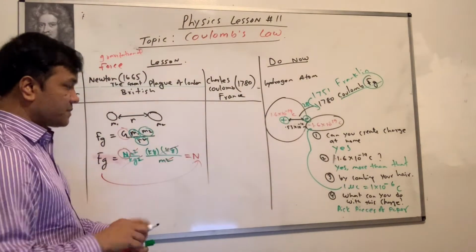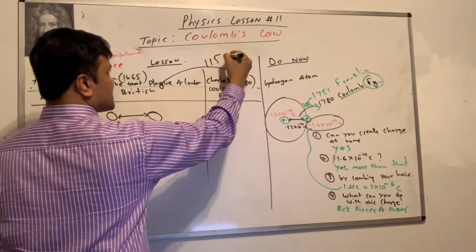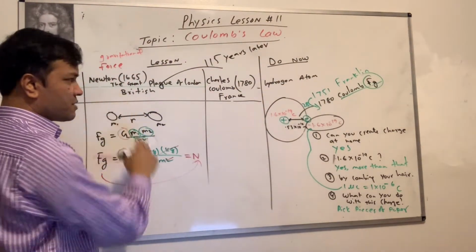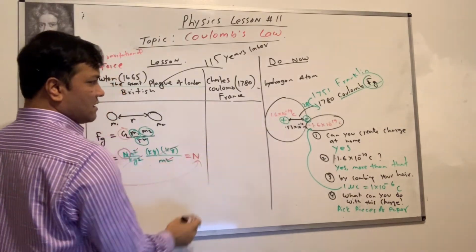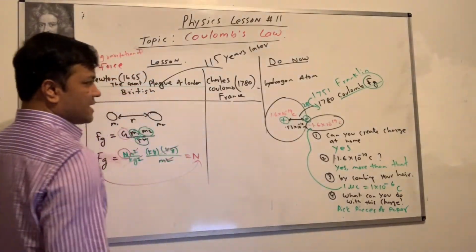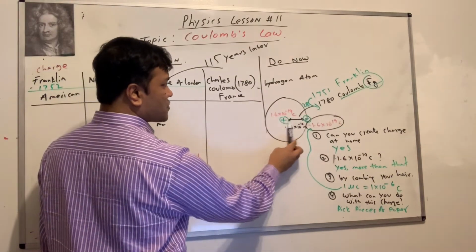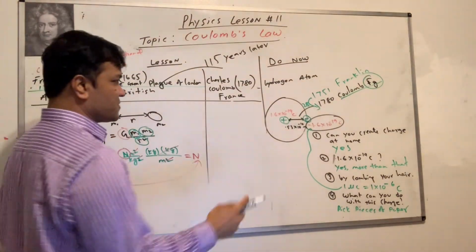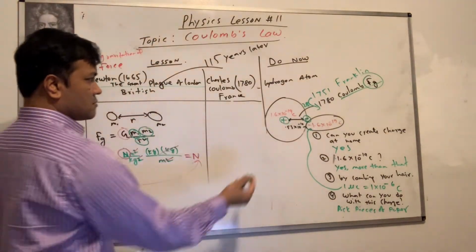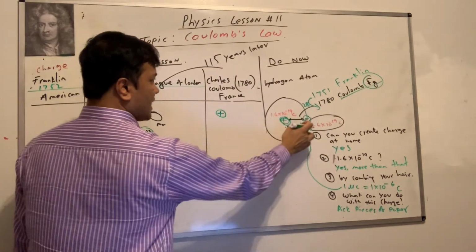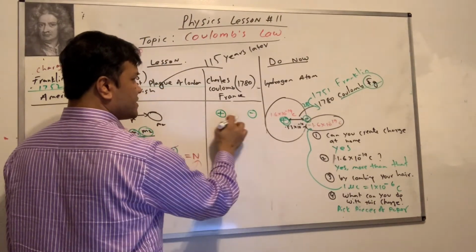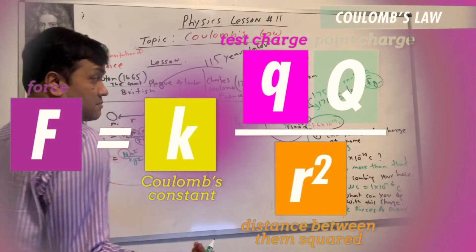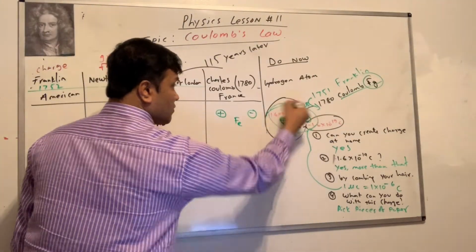About 115 years later, the French guy used the British guy's idea. And what was the idea? He said that there is an electric force between any two charges. So this is the charge, and this is the electron, and there is a force between these charges. So what formula did he write to calculate the force?